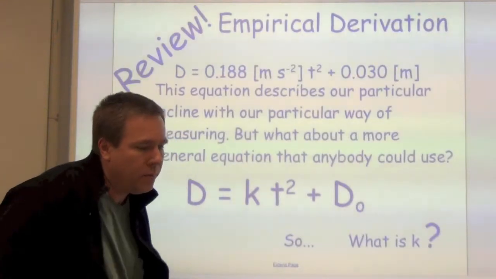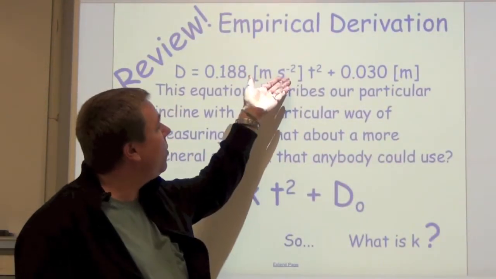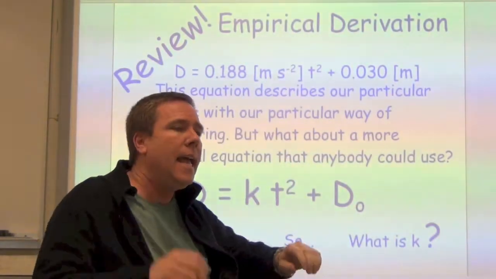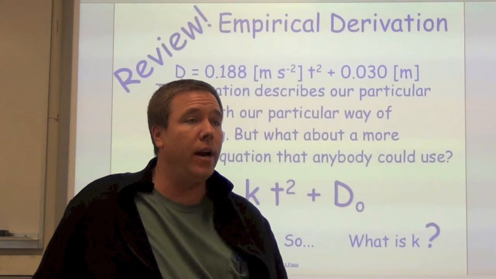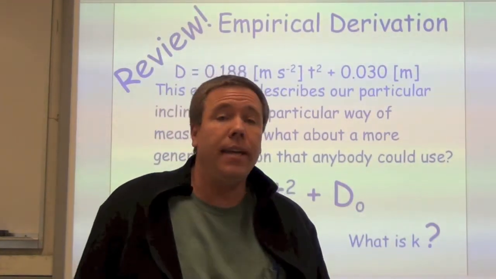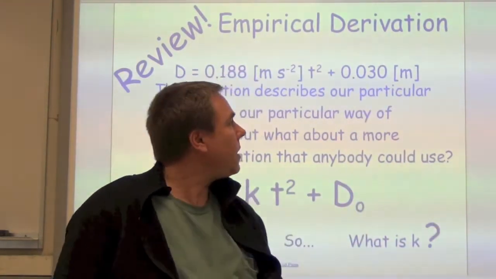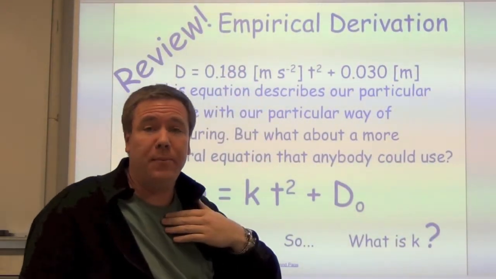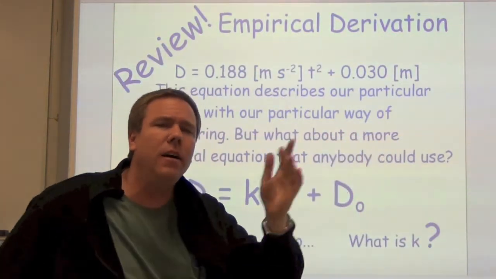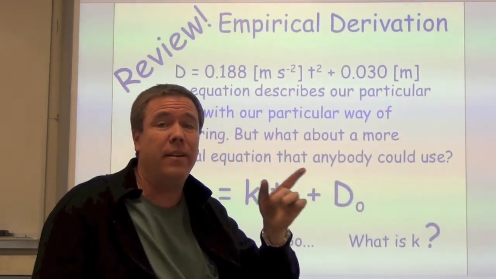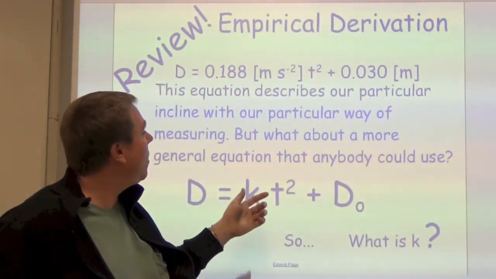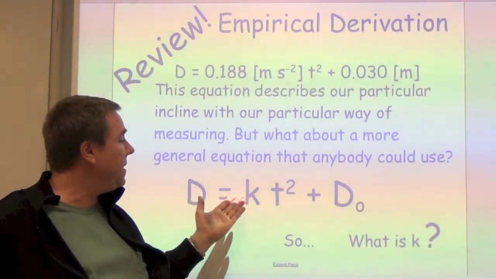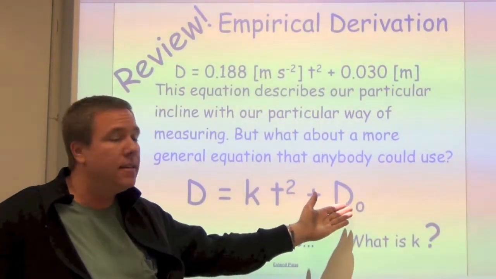So just to review what we mean by an empirical derivation, this equation that we wrote on our plots is not sufficient. We cannot take this equation and publish it to the world and say, create an incline and take your data and it's going to behave like this. We can't do that because this particular slope was for our experiment. That k value, that constant of proportionality, was very specific to us. What we'd like to do instead is have a more general formula. In other words, displacement is k t squared plus d naught.